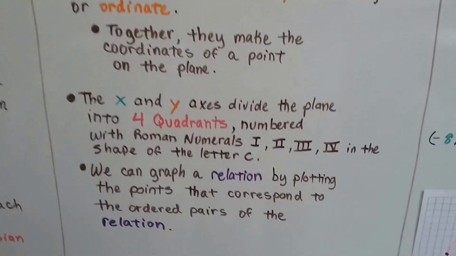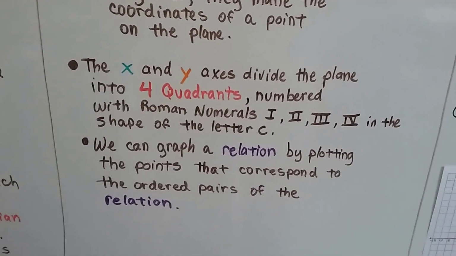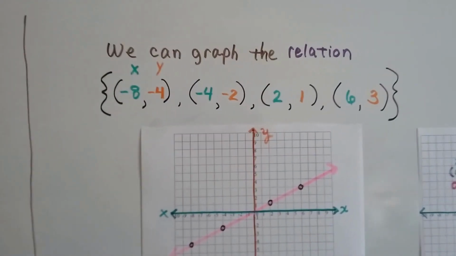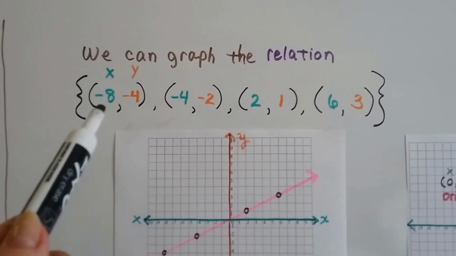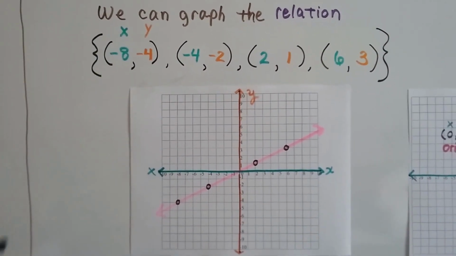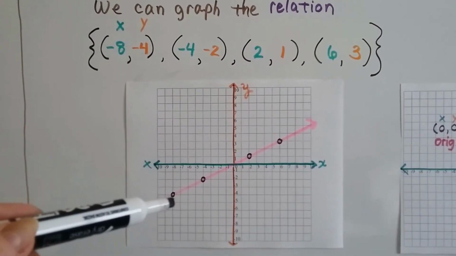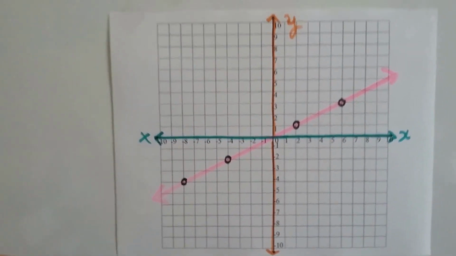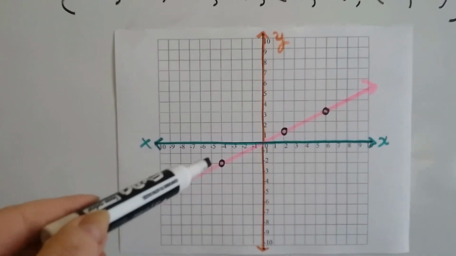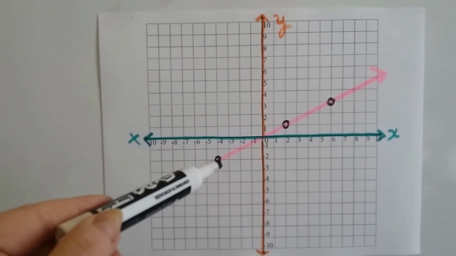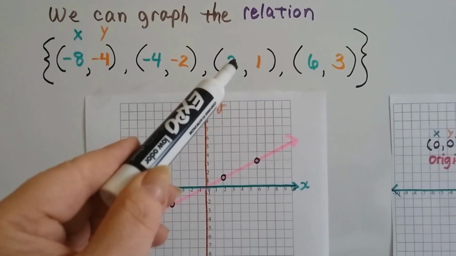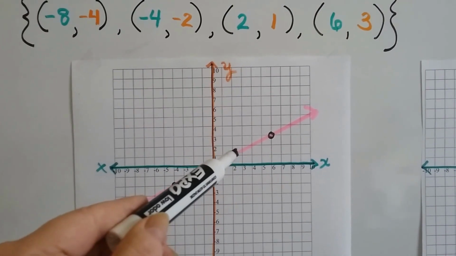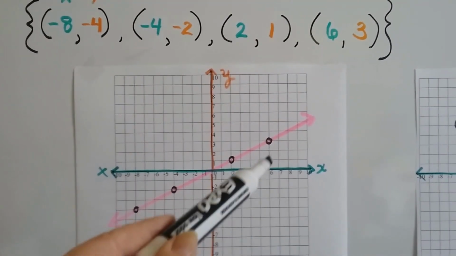And we can graph a relation by plotting the points that correspond to the ordered pairs of the relation. So we can graph this relation right here. We've got our x values in green and our y values in orange, and -8, -4 is right here. See? -8, -4. Then we've got -4 and -2. Here's -4 for x and -2 for y. Then we've got 2 for x and 1 for y. That would put us here, +2 and a 1. And then a 6 and a 3. So here's 6 for x and 3.